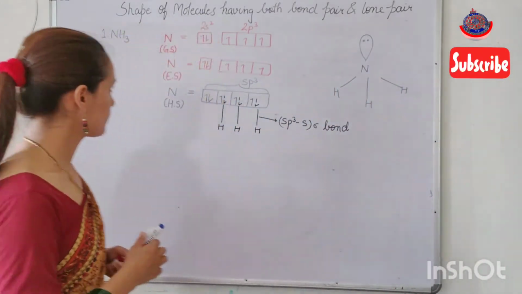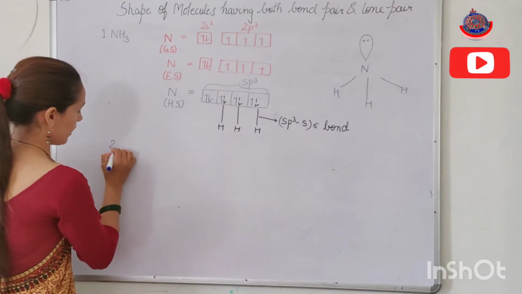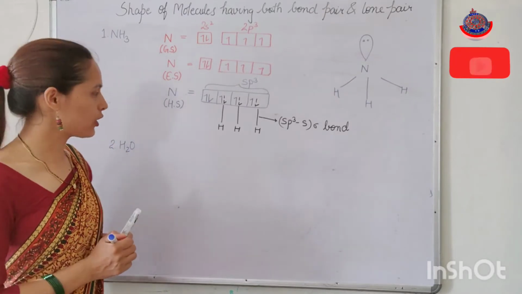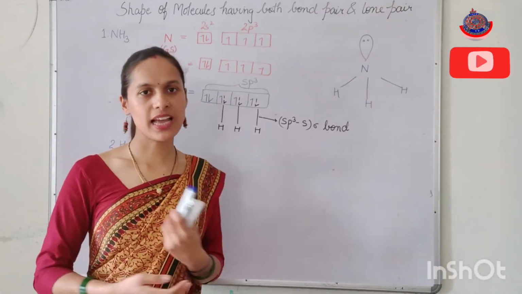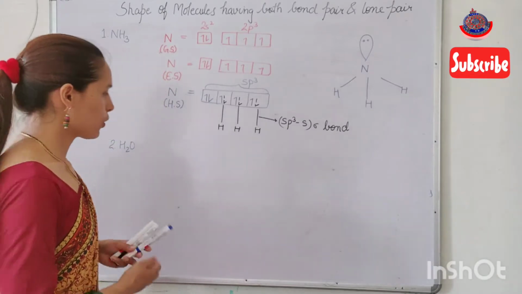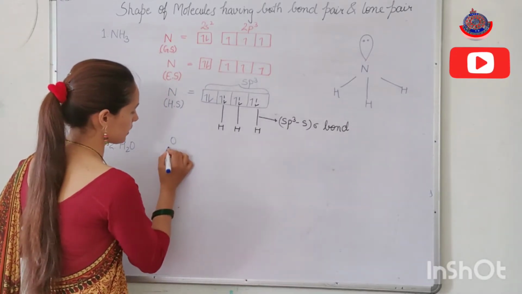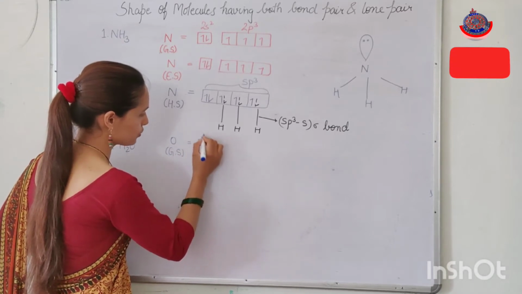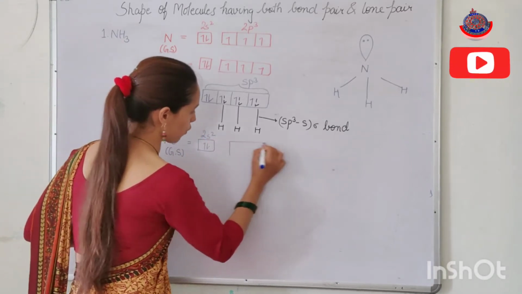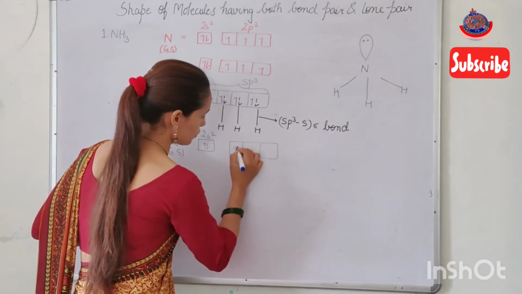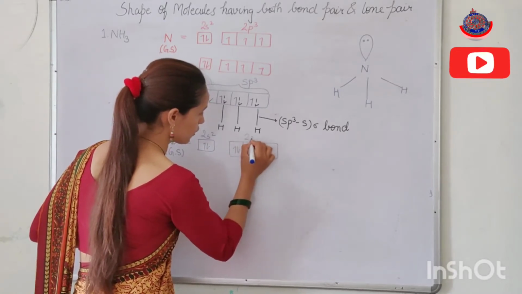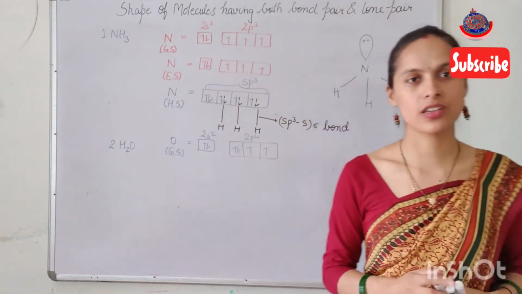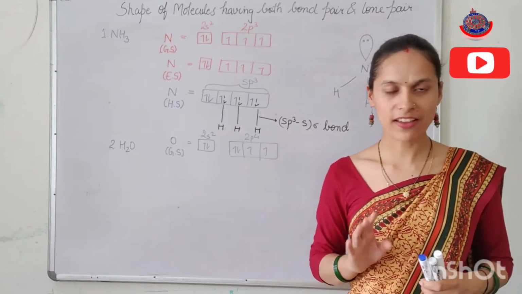Let us take another example: H2O. Obviously, oxygen is the central atom, so we'll see the hybridization of the oxygen. If I write the ground state configuration of oxygen, it is 2s2, 2p4. Now, how many half-filled orbitals do we have in oxygen? Two half-filled orbitals we have in oxygen.